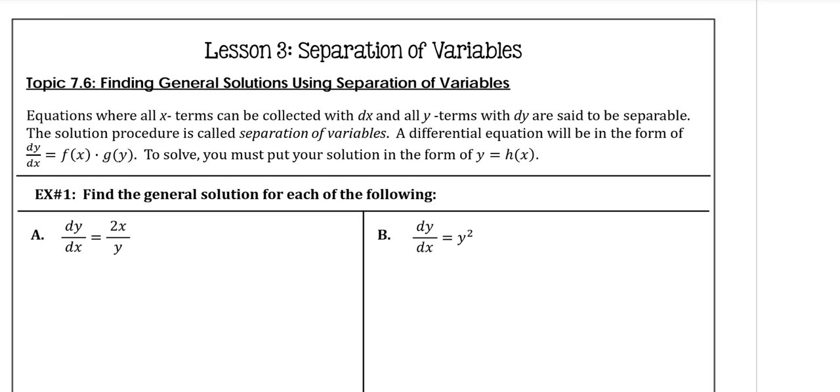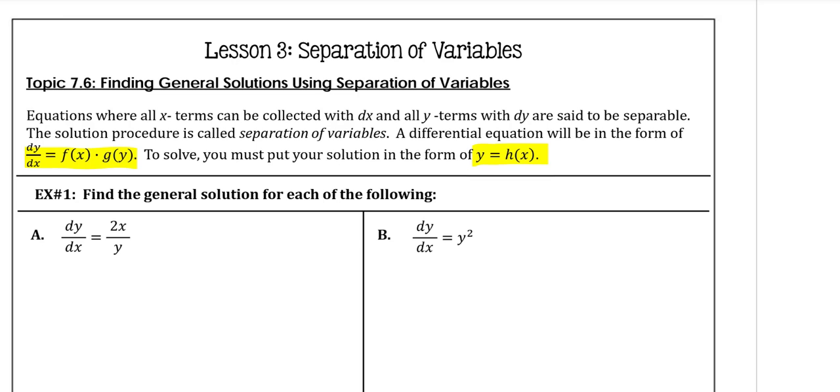So what we're looking at is a differential equation that is in the form of f of x times g of y. So what we want to do is separate the x and y's to both sides of the equation so we can integrate them separately and then solve for y so we have a solution in the form of y equals h of x.